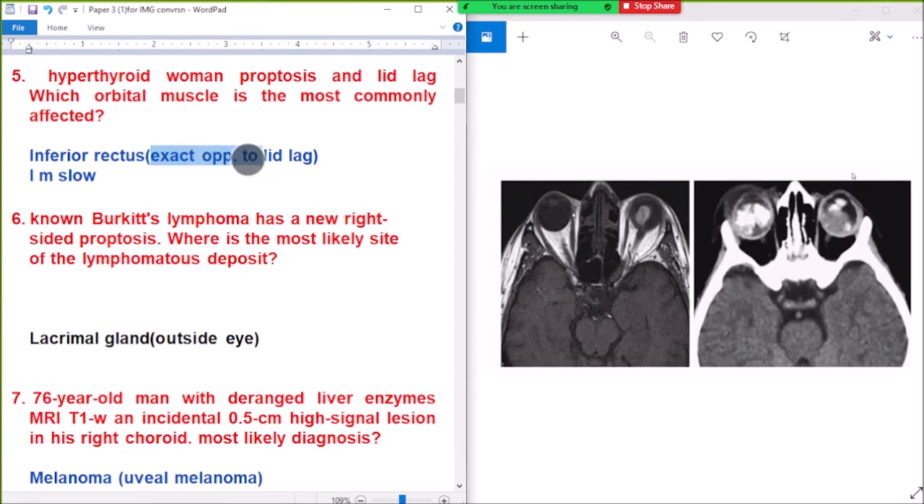This is according to another MCQ, but it's not important. This just says that lid lag is caused by weakness of maybe the superior rectus muscle, so opposite to that will be the answer, inferior rectus. But the mnemonic is I am slow. First the inferior rectus is most likely to be involved. You don't need to remember this.